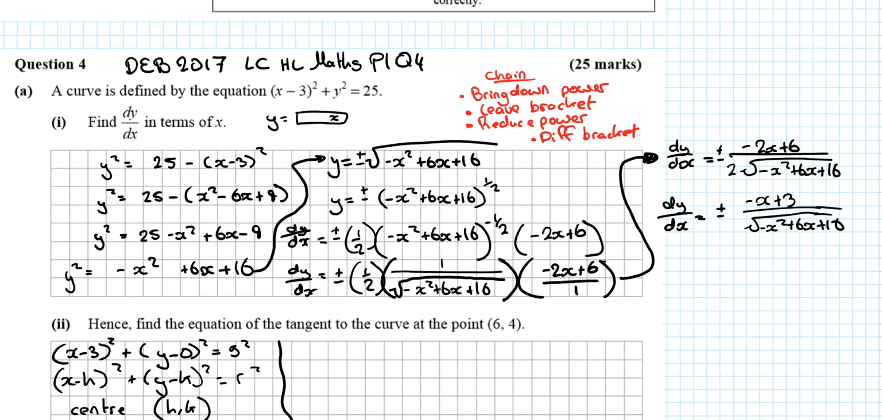So in this video, I'm looking at DEB 2017 Leaving Cert Higher Level Maths Paper 1 Question 4. A curve is defined by the equation (x - 3)² + y² = 25. Find dy/dx in terms of x.